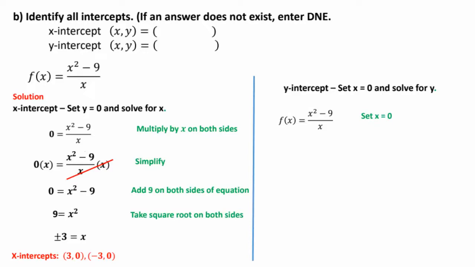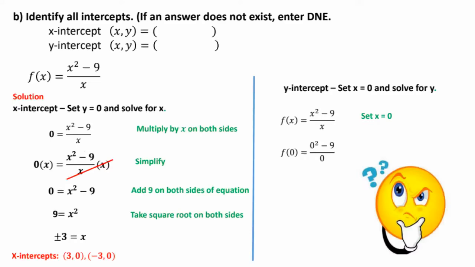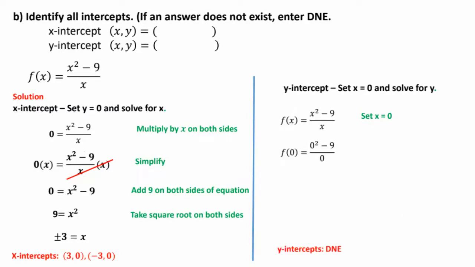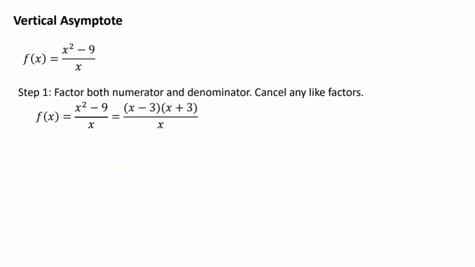To find our y-intercept, we set x equal to 0. Everywhere we see x, we're going to plug in 0. So we have 0 squared minus 9, divided by 0. But we have a 0 in the denominator. What is our calculator going to tell us? Because we're going to end up with -9 divided by 0, we're going to get an error. So since this does not exist, we have no y-intercept for this problem.